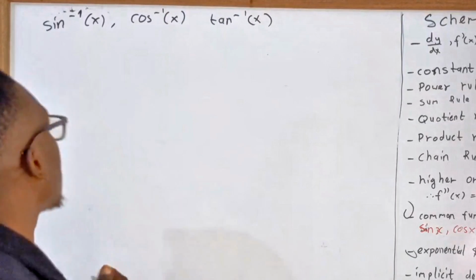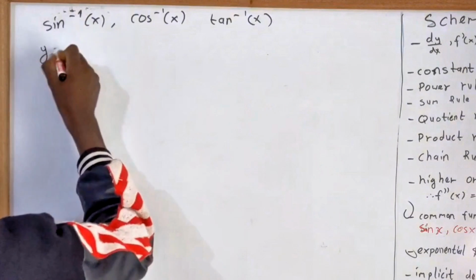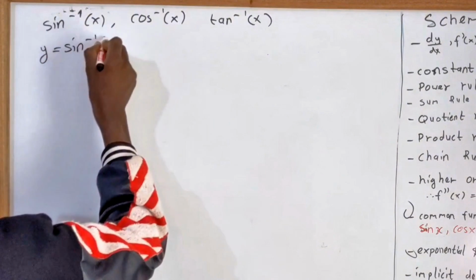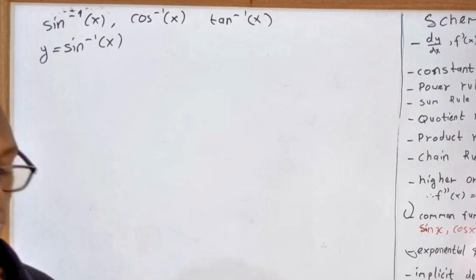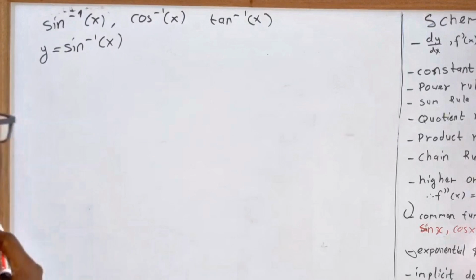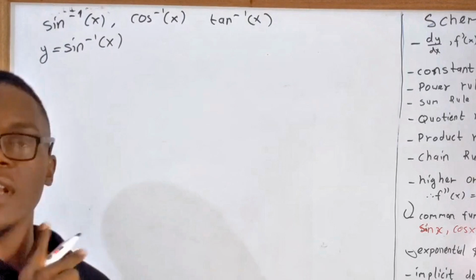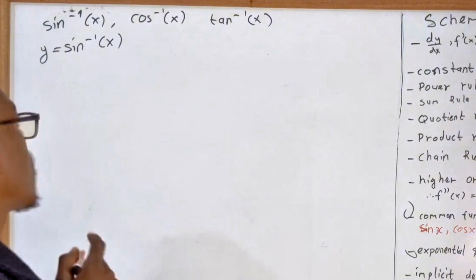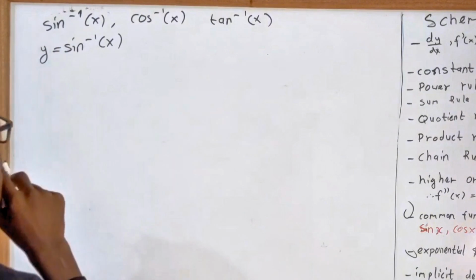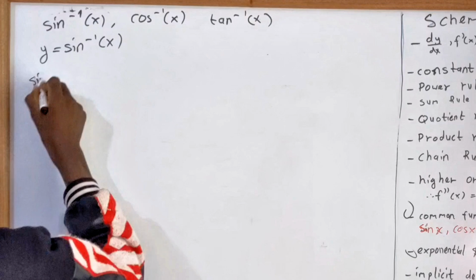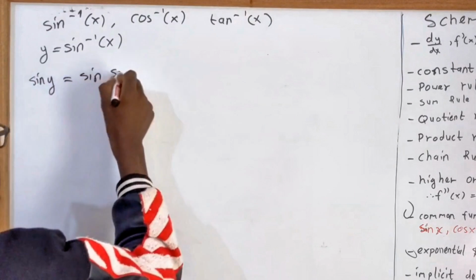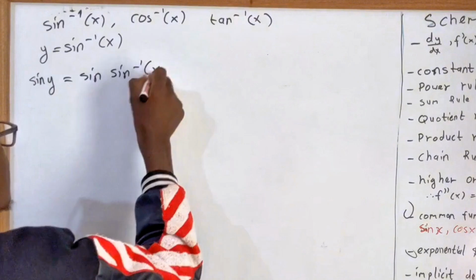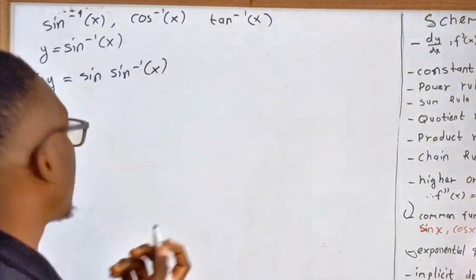Watch it. We take for the first one, y is equal to what? Sine inverse of x. How are you going to differentiate this? That's the question I'm asking myself. Having an idea? We have to differentiate this. How can we do that? If you say sine y, that will be equal to what? Sine of sine inverse of x. Typically, that is how it happens.